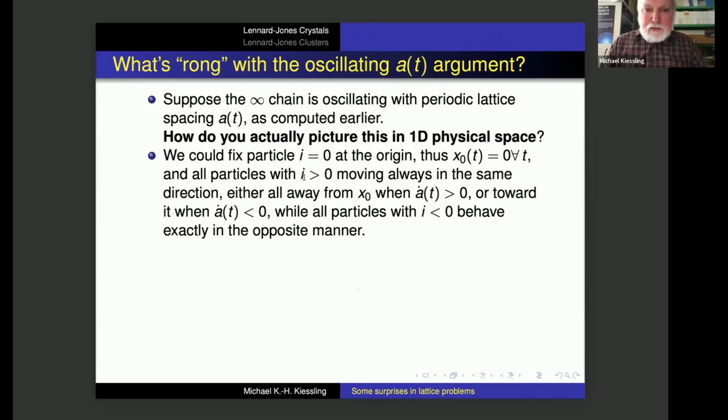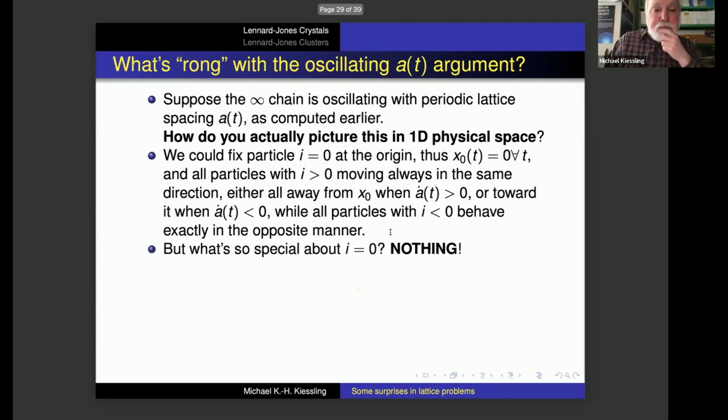And all other particles with I bigger than 0 always move in the same direction, either all away from x0 when A dot is positive, or toward x0 when A dot is negative, and all the particles with negative index I behave exactly in the opposite way. So it's either going this way or that way. Good, that's how we picture this thing, and that comes relatively close to what a spring would be doing. Now, of course, this doesn't go on forever because friction overwhelms everything here.